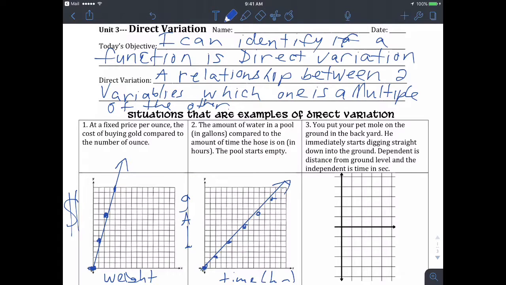All right, guys. Now for this one, it says that you put your pet mole on the ground in the backyard, and he starts digging immediately straight down. Now the dependent variable is the distance from the ground level. So the ground level would be 0. This right here is ground level when you put him down, and then the independent variable is the seconds, so how long it takes him to get down. Go ahead and watch the video.